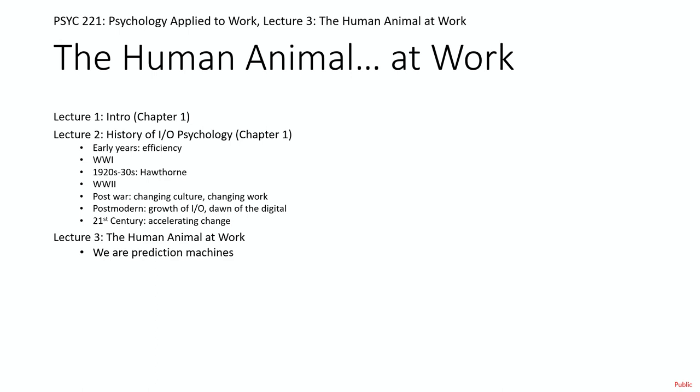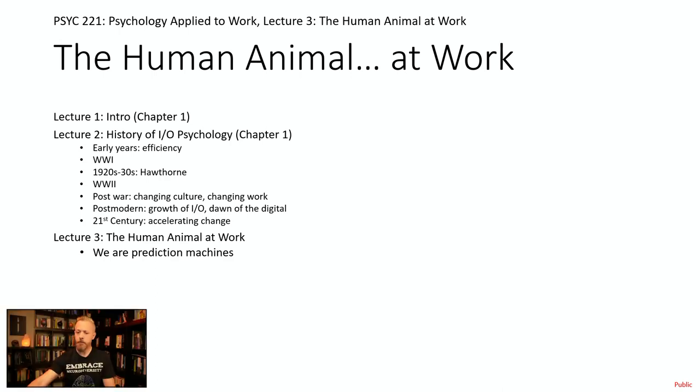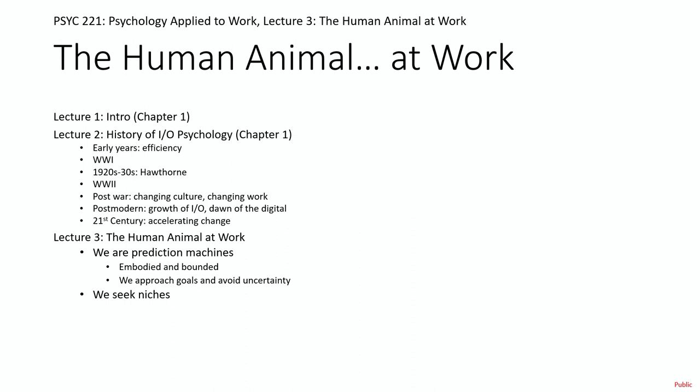Okay, so we are going to talk about how we are prediction machines and how those prediction machines are embodied, how thinking and acting are really part of the same process, and how we're bounded, which is to say that our thinking is constrained. We're going to talk about approaching and avoiding as fundamental modes: we tend to approach goals and we tend to avoid uncertainty. Then how we seek niches, how we can be horrible to outgroups, and the reminder that the workplace actually is an environment.